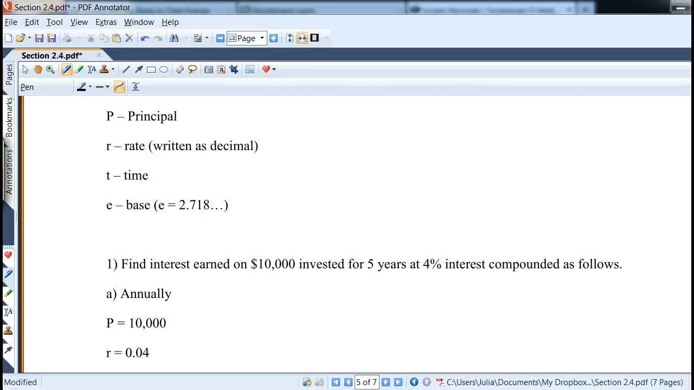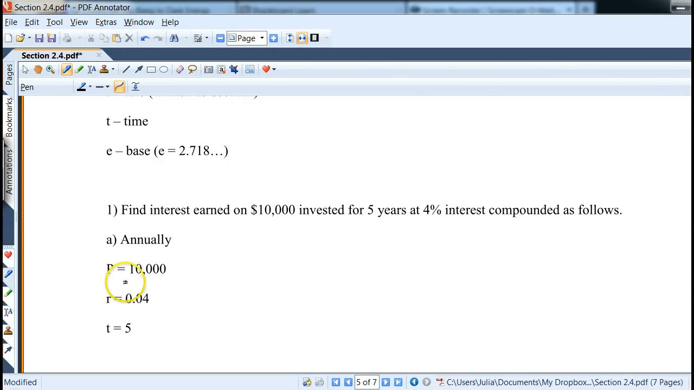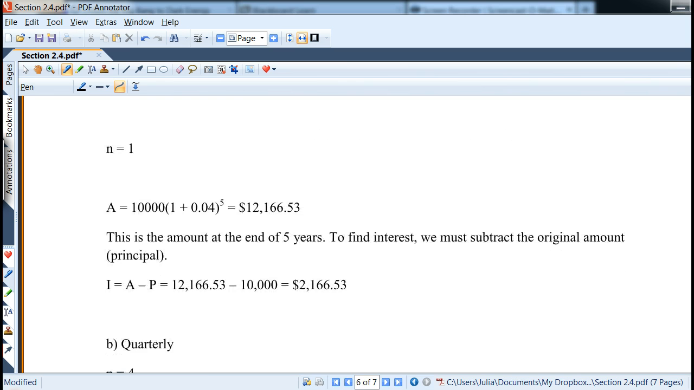So how do we find interest? If it's $10,000 invested for 5 years at 4% interest, we have different numbers of compoundings. Note how I wrote r equals 0.04, and then we just plug in. If it's annually, it's fairly simple. n equals 1, so A is equal to 10,000 times 1 plus 0.04 to the 5th power. Notice the way I write it is exactly the way I plug it into my graphing calculator, so you don't actually need to do it separately. And this is what I got rounded to 2 decimal places, about $12,000.